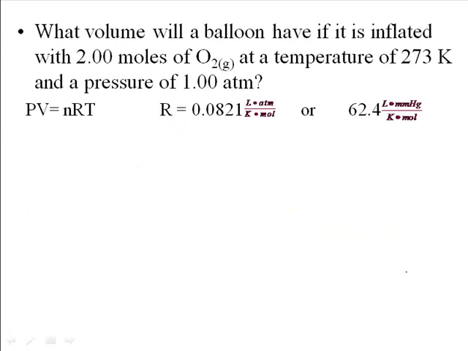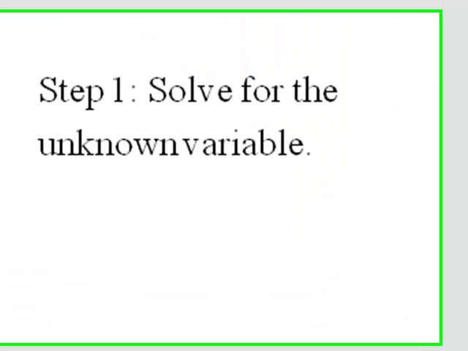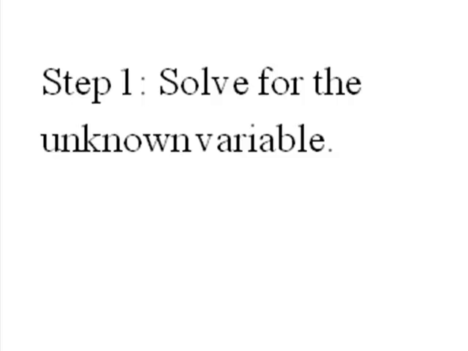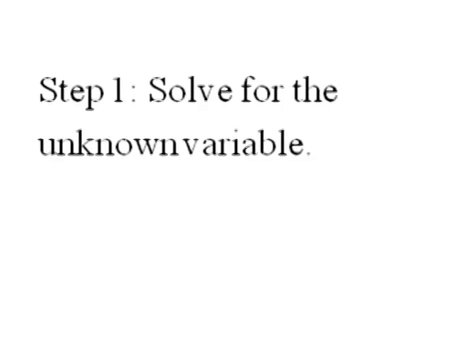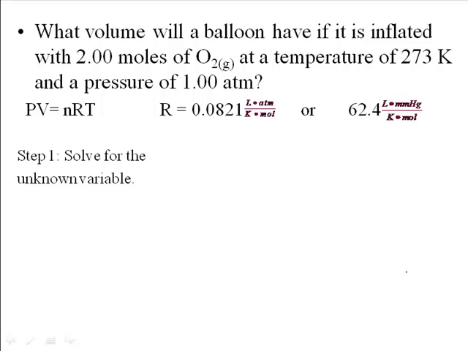Let's do an example problem. This is a classic ideal gas law calculation. What volume will a balloon have if we inflate it with 2 moles of oxygen gas at a temperature of 273 Kelvin and a pressure of 1 atmosphere? We're going to use the ideal gas law to solve for this, and it's really very simple. Two basic steps here. First, solve for your unknown variable. So if you want, pause the video, see if you can solve the ideal gas law, or PV equals nRT, so that you can isolate the variable you're looking for.